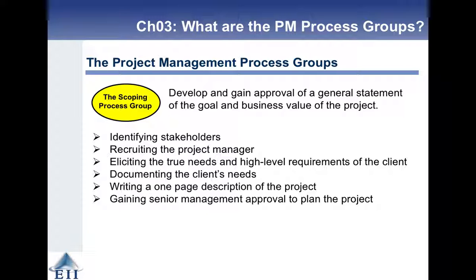So the scoping process group identifies the stakeholders, recruits the project manager, elicits the true needs and the high-level requirements. It documents those needs. We write a project overview statement, it's a one-page description of the project, and then we get senior management to approve that we can move on to plan in more detail how that project is going to capture that value.